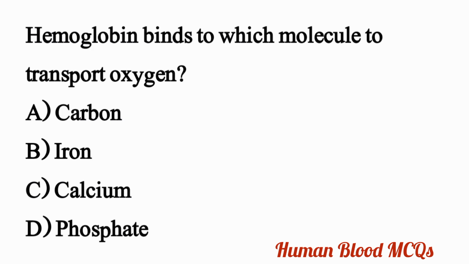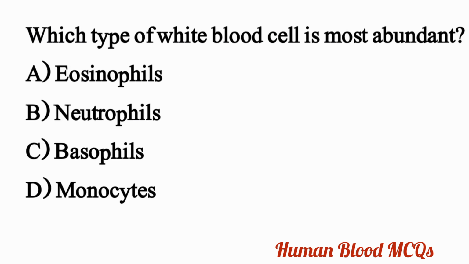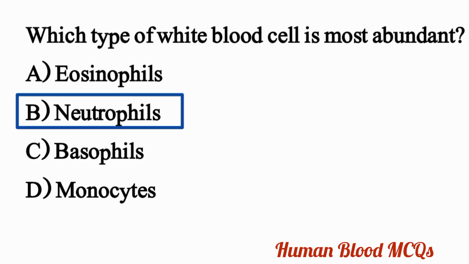Hemoglobin binds to which molecule to transport oxygen? The right option is option B, iron. Which type of white blood cell is most abundant? The right option is option B, neutrophils.